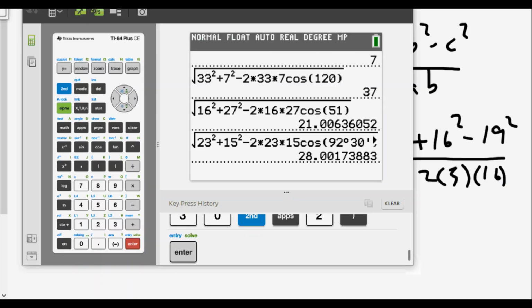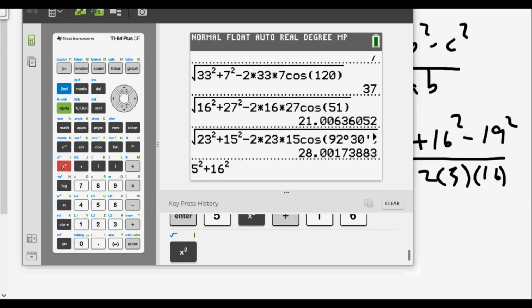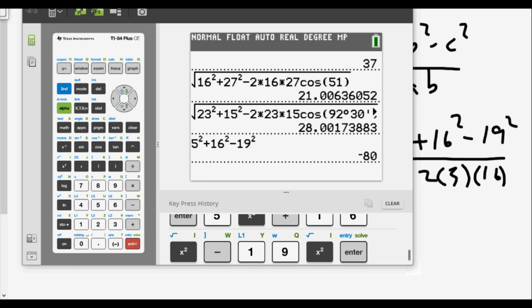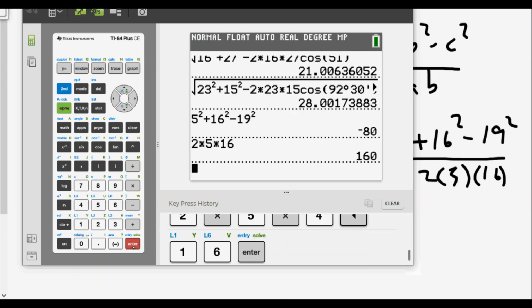Okay, here we go. So we're going to do 5 squared plus 16 squared minus 19 squared. Now that by itself is negative 80. You're probably saying, why is he finding this by itself? I don't want to make an error with my order of operations when typing into the calculator. So I'm going to find the numerator and denominator. And so 2 times 5 times 16 is equal to 160.